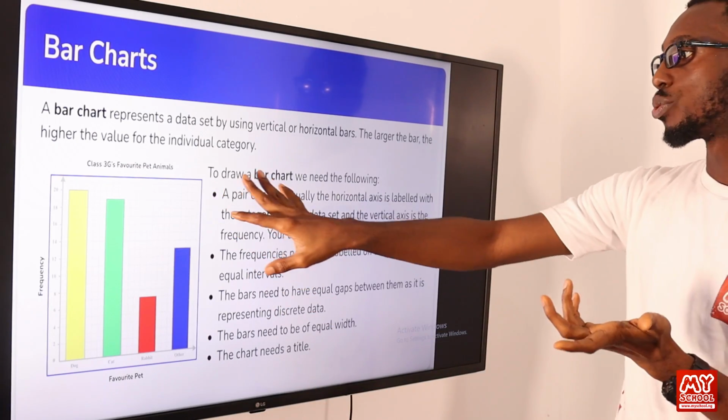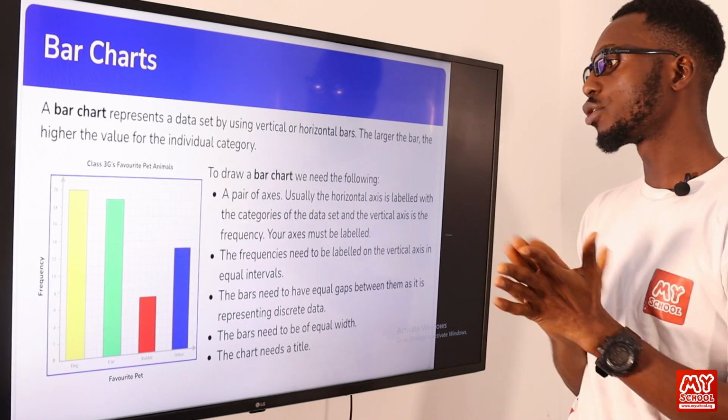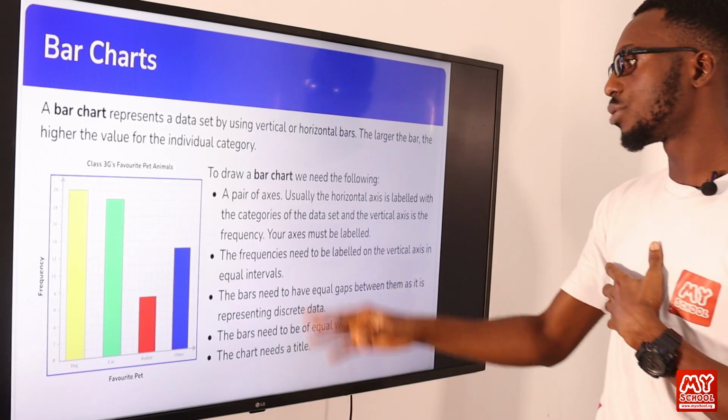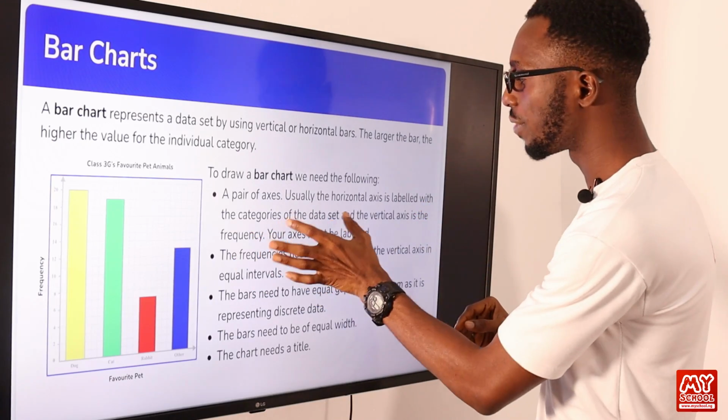To draw a bar chart you need the following. At first you need a pair of axes, your y-axis and your x-axis. Usually the horizontal axis is labeled with the category of the data sets.